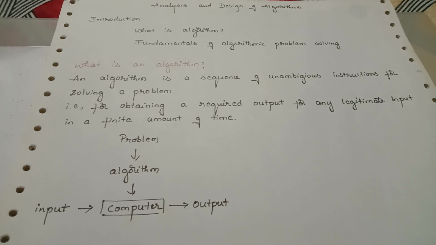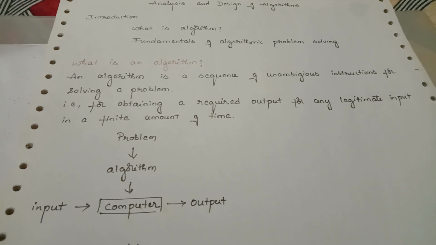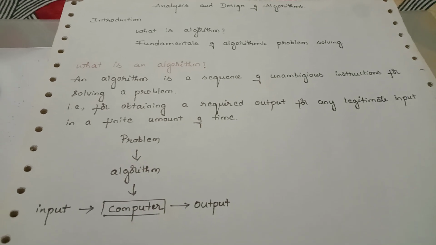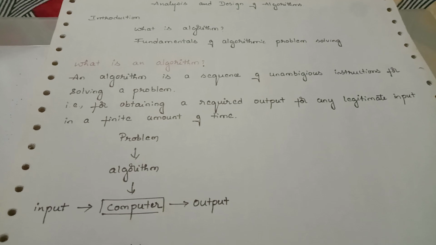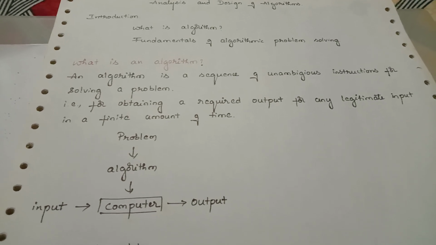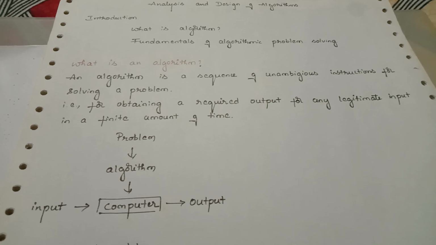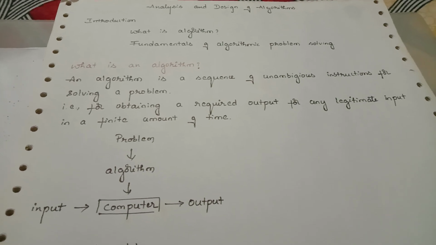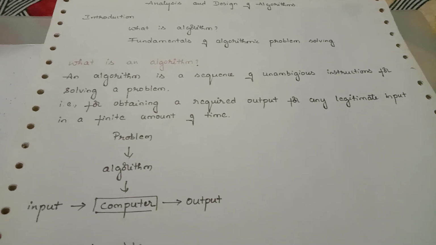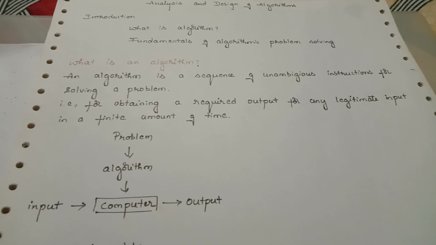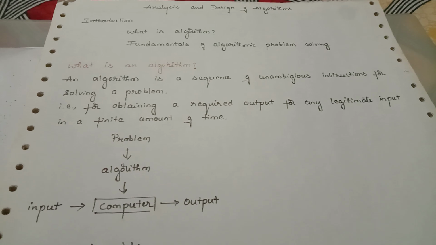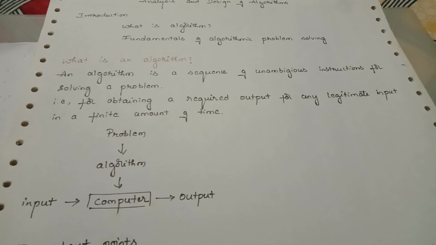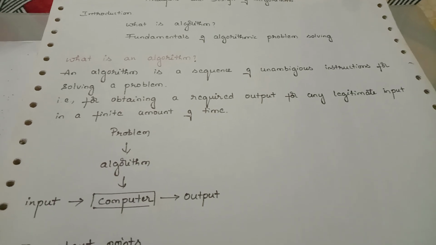Coming to the definition, an algorithm is a sequence of unambiguous instructions for solving a problem. That is nothing but obtaining a required output for any legitimate input in a finite amount of time. So let us discuss what this definition means. Whenever we have a problem, in order to solve that problem, we are going to write an algorithm. Then what is that algorithm? It is nothing but a sequence of instructions. Sequence means one instruction after another.